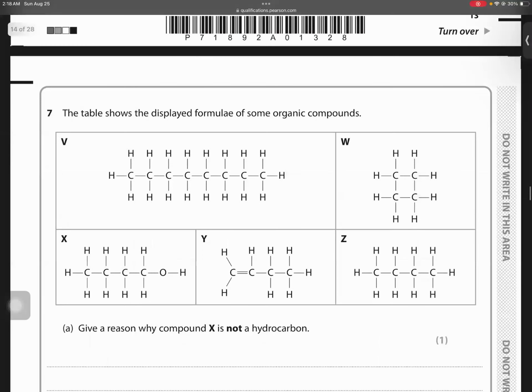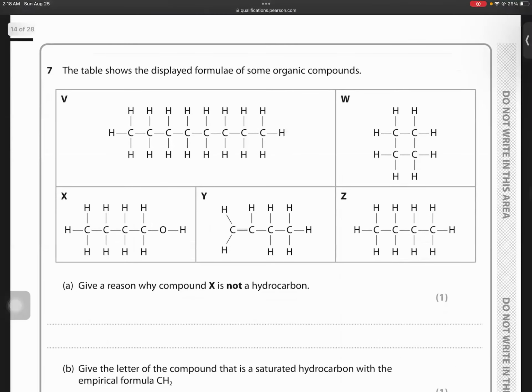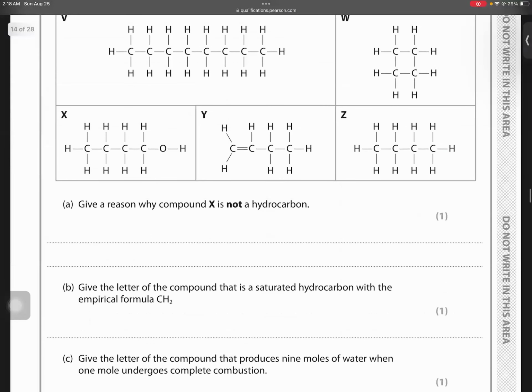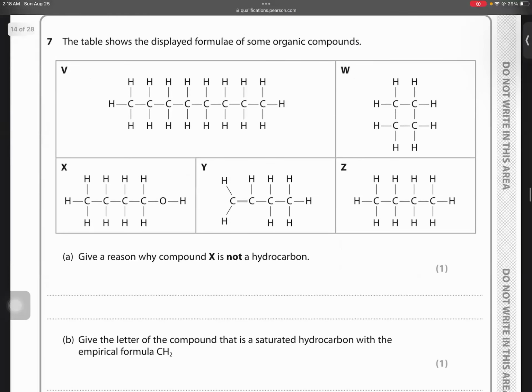So see this question. This is a yearly past paper, 2021 Jan. The table shows the displayed formulae of some organic compounds. Give a reason why compound X is not a hydrocarbon. Because it contains oxygen. Exactly. Good. Give the letter of the compound that is a saturated hydrocarbon with the empirical formula CH2.